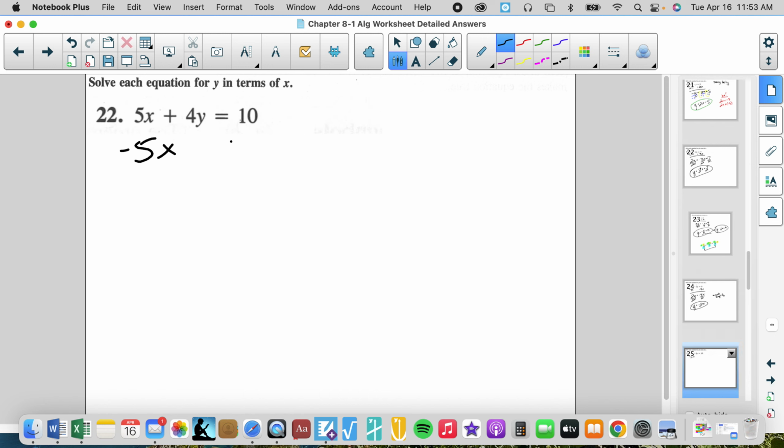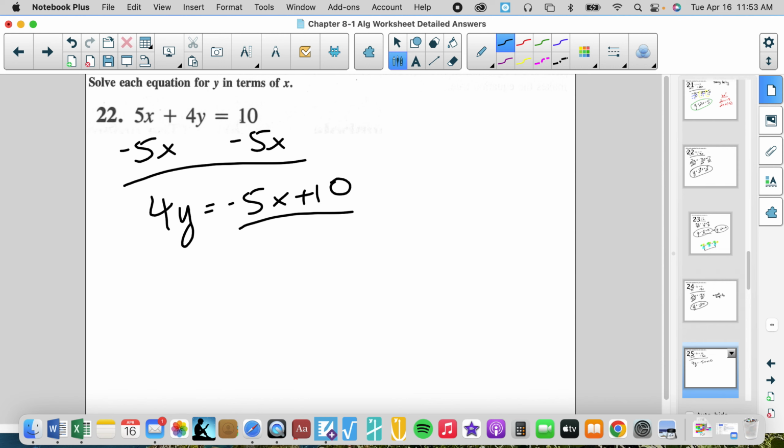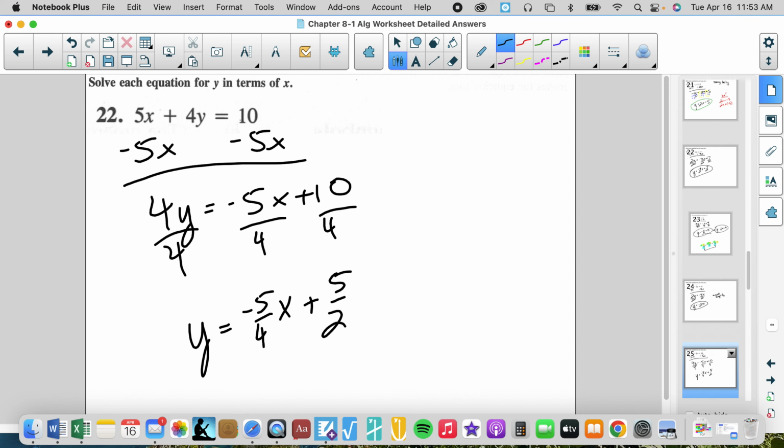Minus 5x, subtract 5x. 4y equals negative 5x plus 10. We can't combine these because those are unlike terms. One is a variable, one is a constant. Those do not combine. We will divide by 4. We get y equals negative 5/4 x plus 5 halves.